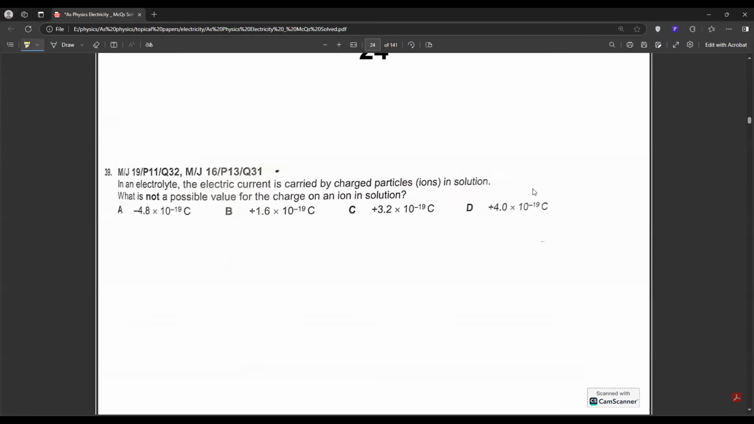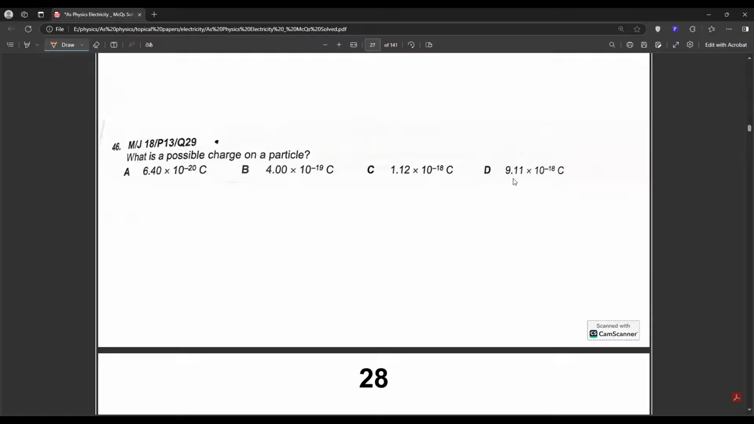Let's further move ahead. Let's see this as well. In an electrolyte, the electric current is carried by charged particles, ions in solution. What is not a possible value for the charge on an ion in solution? Perfect. What have I told you? Charges always flow in multiples of 1.6 into 10 raised to the power of minus 19: 3.2, 4.8, 6.4, 8.0. Any of these values which is not a multiple of 1.6 into 10 raised to the power of minus 19. This is a multiple, this is also a multiple, this is also a multiple, this is not, hence D will be your answer.